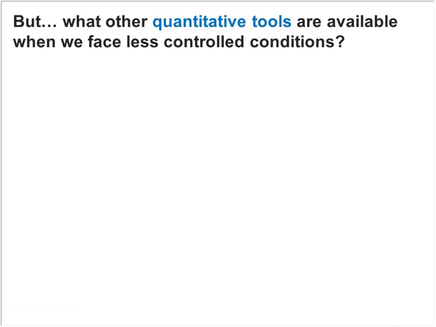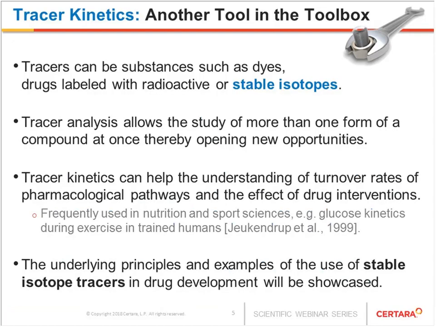So in that respect, I believe that tracer kinetics could be another very useful tool in our armamentarium or toolbox. So tracers are substances such as dyes or labeled drugs, such as radioactively labeled drugs, C14, as we said before, which we use in ADME studies, or stable label isotopes, oftentimes C13 labeled compounds.